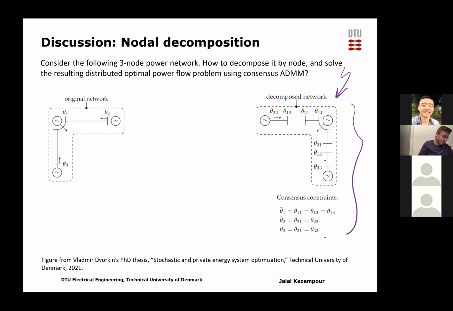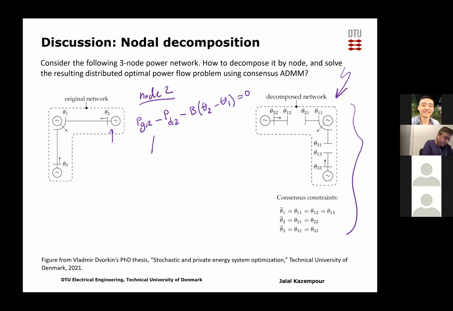Let me write, for example, for node 2. In the original problem, if we write a power balance equality for node 2, it's just P generation at node 2 minus the demand at node 2 minus the flow from node 2 to 1. So B (theta 2 minus theta 1) is equal to 0. It's our power balance equality in node 2.